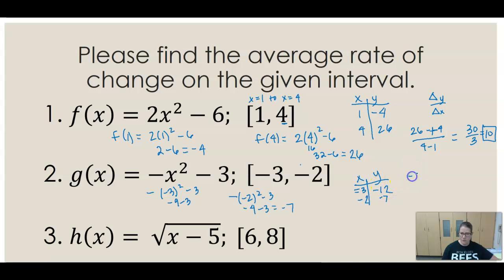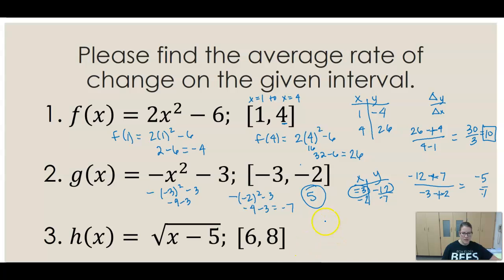So if I do negative 12 minus 7 minus negative 7, then because I chose to do this one first, I've got to do this one first on the x. So negative 3 minus negative 2. Remember, if you have a double negative, it's going to become positive. So negative 12 plus 7 is negative 5, and then negative 3 plus 2 is negative 1. Negative 5 divided by negative 1 is 5. So there's my rate of change.